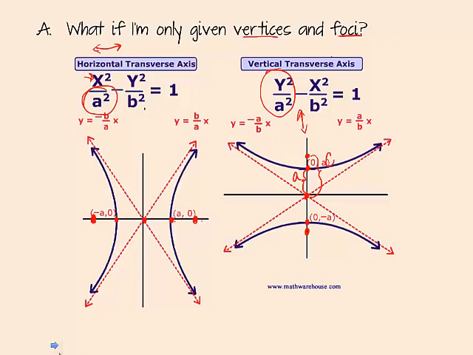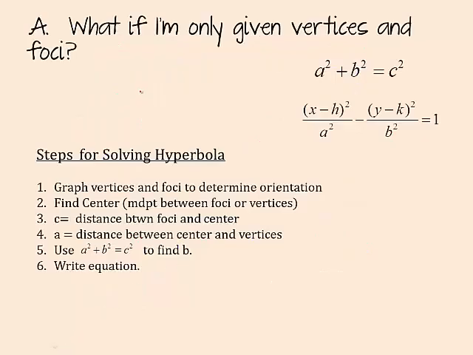All right, let's try this. So here's some steps you're going to follow. First, I just wrote these equations here. Remember we talked about this. It's a squared plus b squared equals c squared. That's the relationship between a, b, and c with hyperbolas. And then here's your basic equation: (x minus h) squared over a squared minus (y minus k) squared over b squared equals 1. So remember all these components.